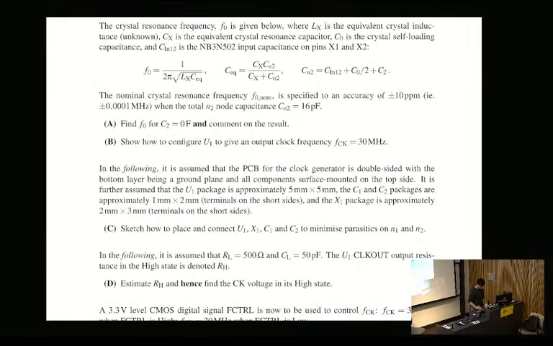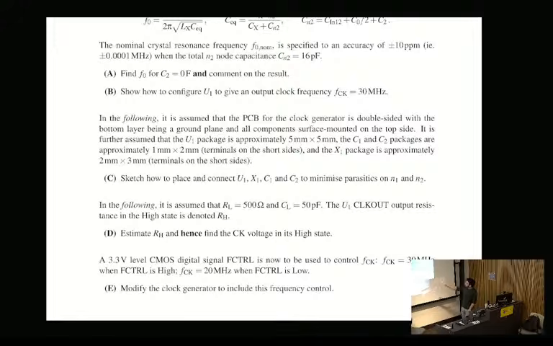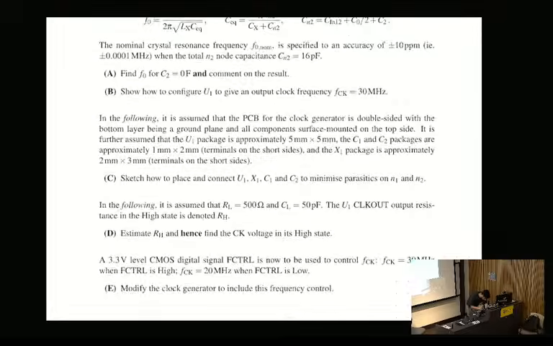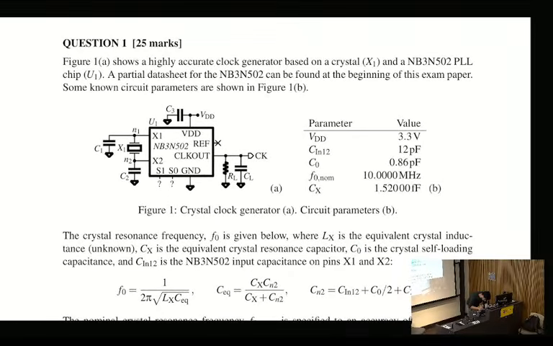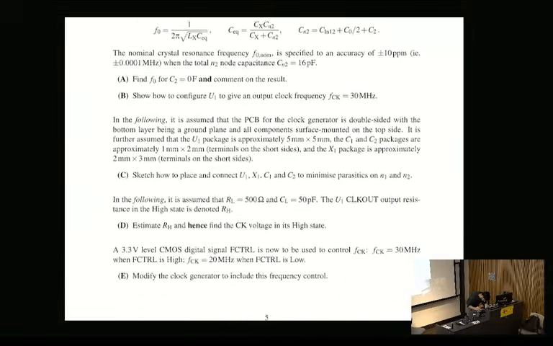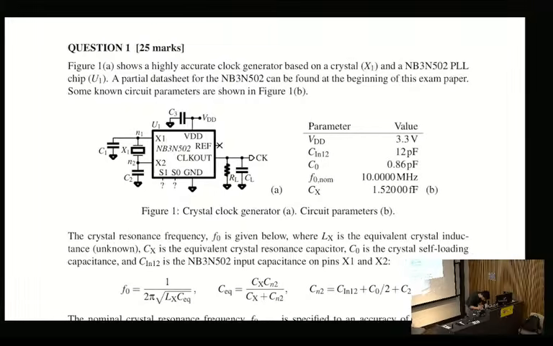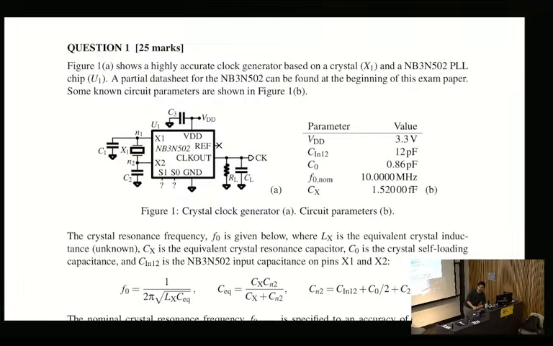So let's go back to the question now with all of this in mind. Sketch out to place and connect U1, X1, C1, and C2 to minimize parasitics on N1 and N2. So let's draw the PCB. C1 and C2 need to be connected to two nodes, and we also need to connect U1, X1, C1, and C2, with X1 being the actual crystal itself. So we have 4 components to draw on our PCB.